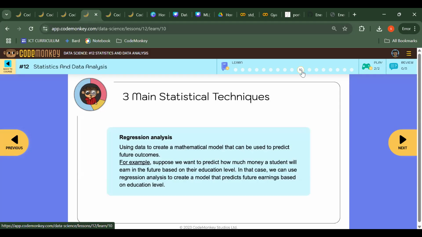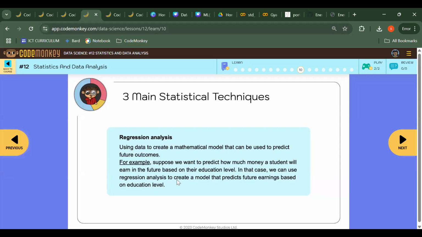Regression analysis. Regression analysis is like finding a connection between things. Remember, regression means using data to create a mathematical model that can be used to predict a future outcome. It's like a guessing machine; think of it like a smart guessing machine.